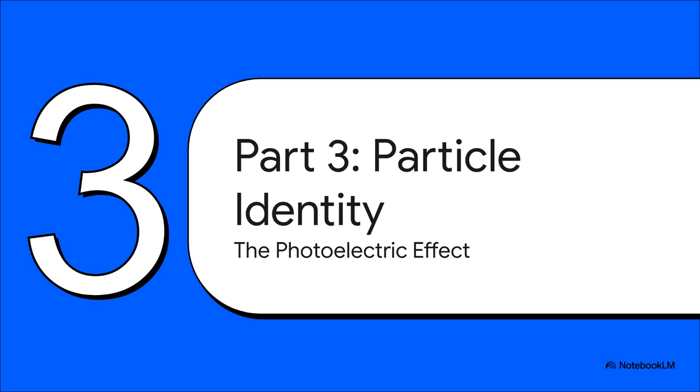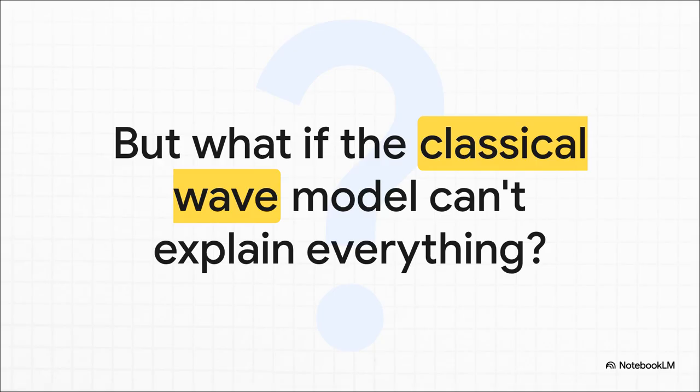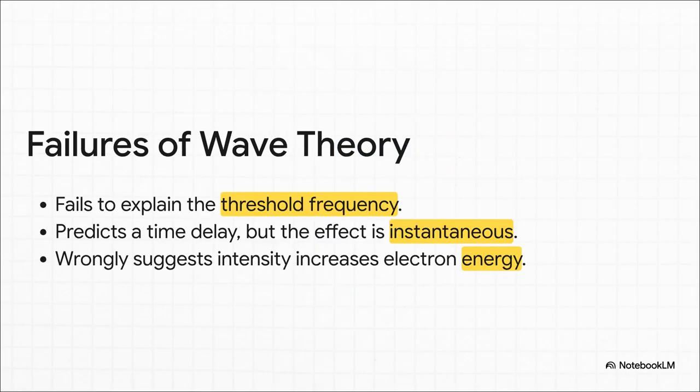There was this one little experiment, this one annoying result that just didn't fit, and it was about to change everything. So what happens when your perfect theory can't explain what you see with your own eyes? That's exactly the problem scientists faced with a phenomenon called the photoelectric effect. Okay, so the experiment was simple enough. You shine light on a piece of metal, and sometimes it spits out electrons.